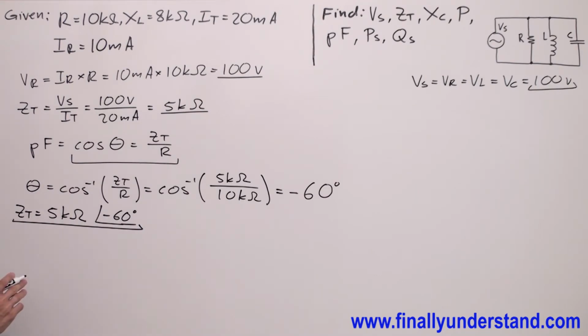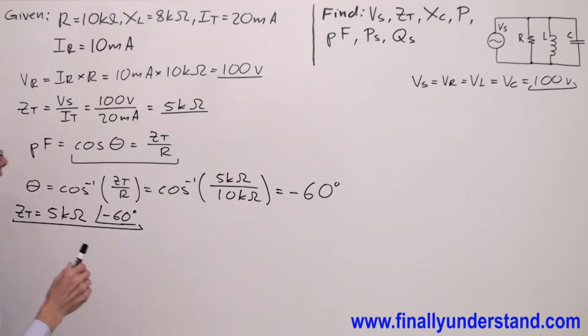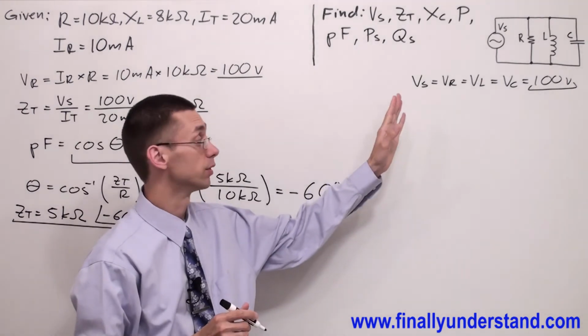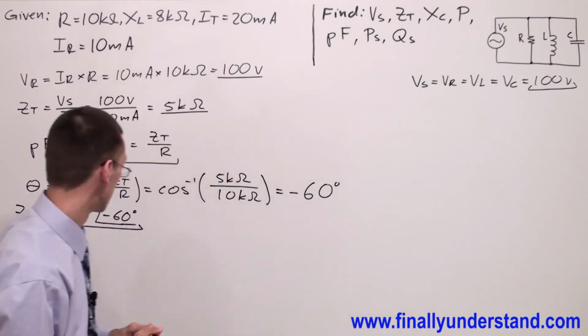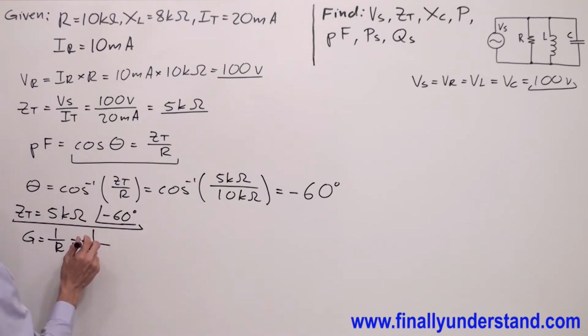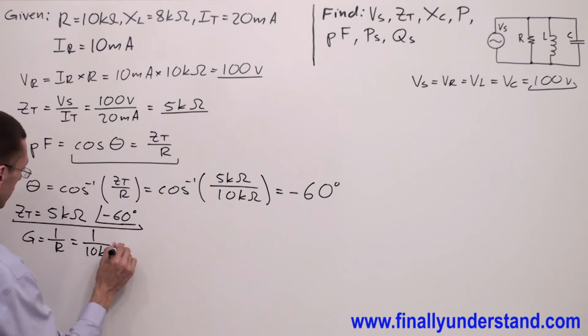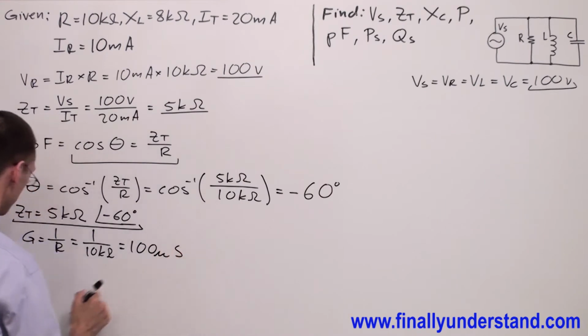So next, you're supposed to simply find the conductance and the inductive susceptance, because we are dealing with the parallel circuit. So when we deal with parallel circuit, most of the time we are going to deal with admittance, conductance, and susceptance. So I'm going to find G. G is equal to 1 over R. So this is equal to 1 divided by R, 10 kilo ohms, and this is equal to 100 microsiemens.